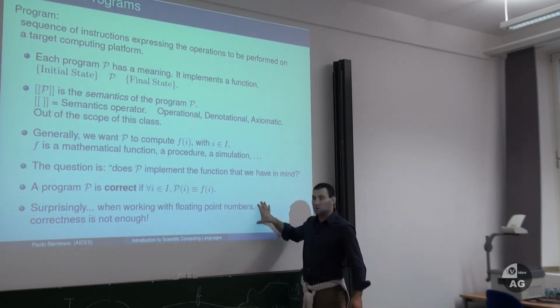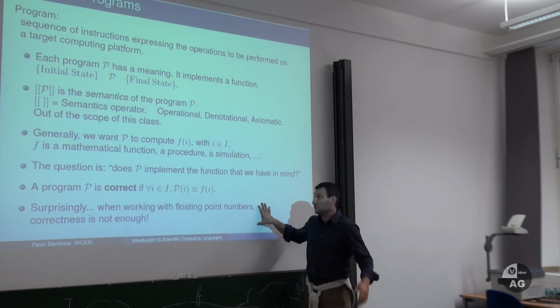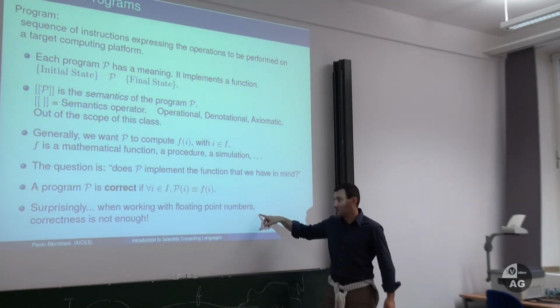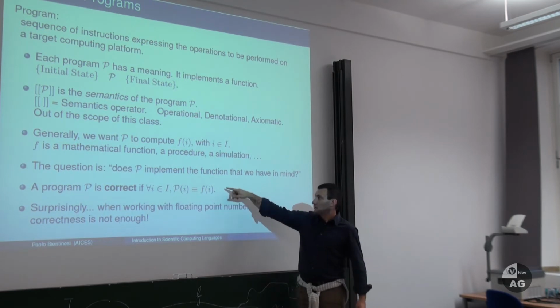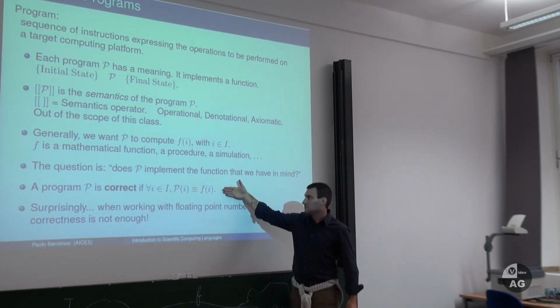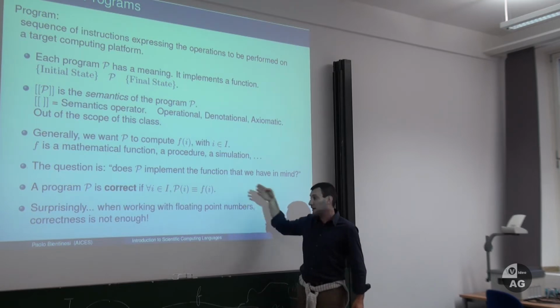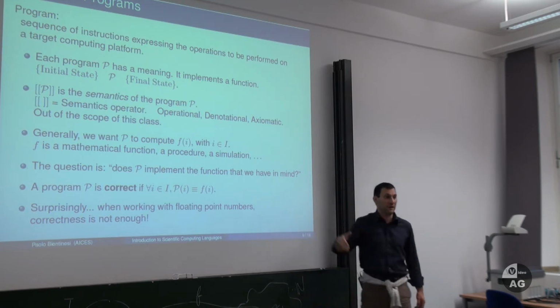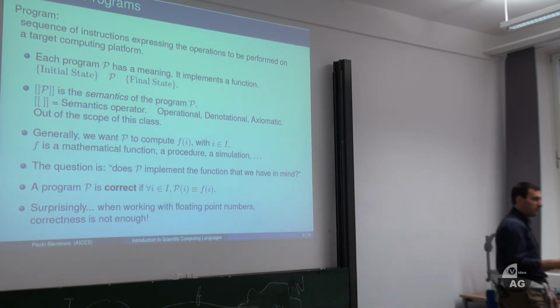So in scientific computing, we do this all the time. When we work with numbers, formal correctness, this is the definition of formal correctness. So computer science correctness of a program does not imply that we have a correct answer. And I will show you this.